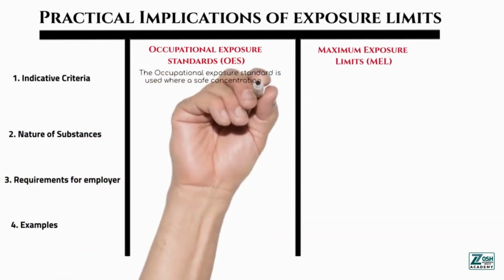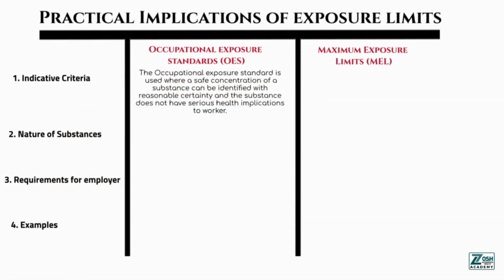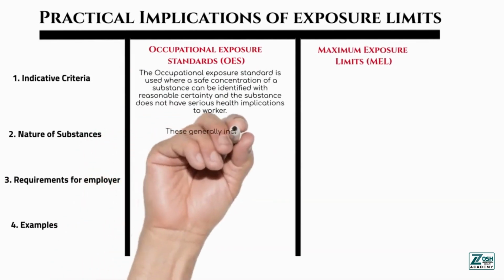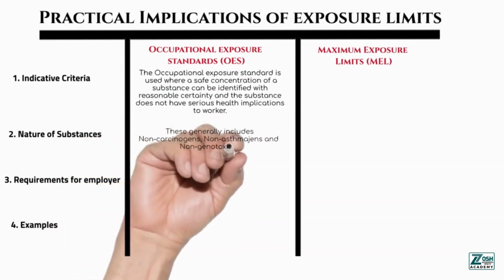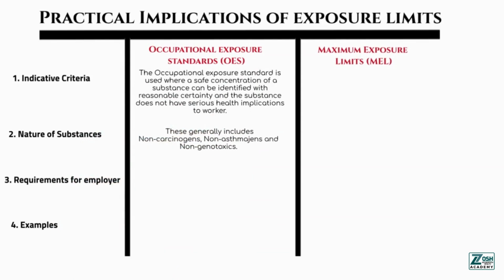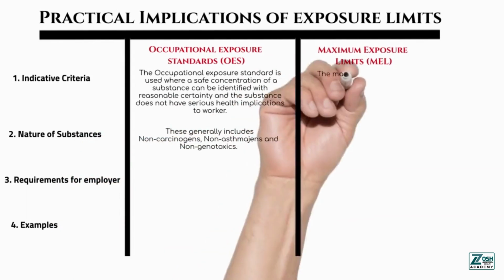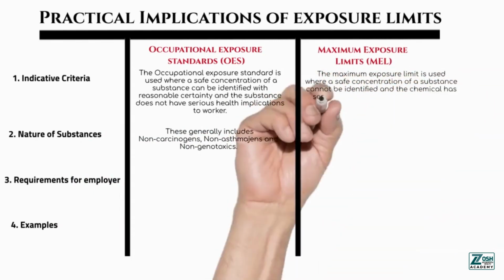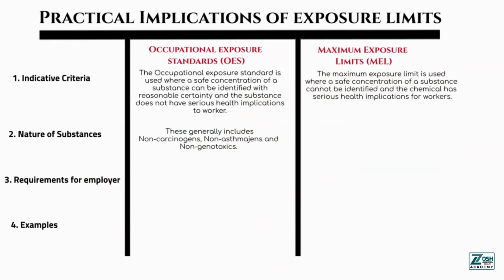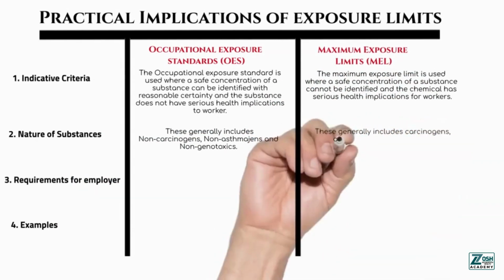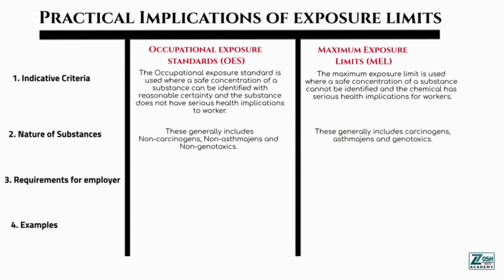The occupational exposure standard is used where a safe concentration of a substance can be identified with reasonable certainty, and the substance does not have serious health implications to workers. These generally include non-carcinogens, non-asthmagens and non-genotoxics. On the other hand, the maximum exposure limit is used where a safe concentration of a substance cannot be identified, and the chemical has serious health implications for workers. These generally include carcinogens, asthmagens, and genotoxics.